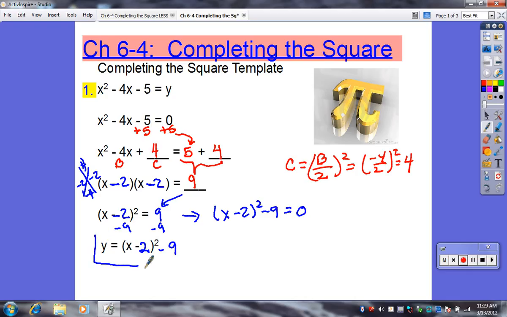And this is our ultimate solution. This is our goal right here, to put it from standard form to vertex form. That's our goal, and we'll take it a step further in class next time.